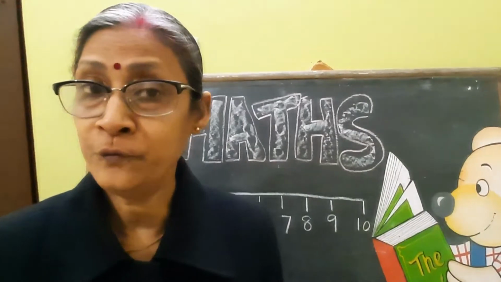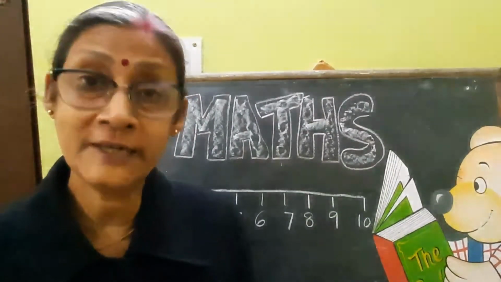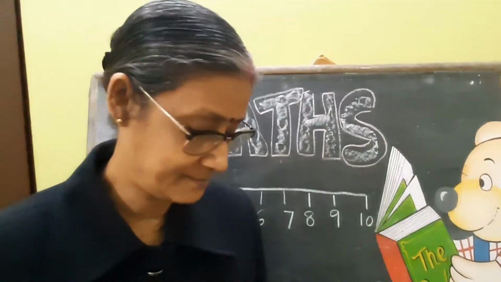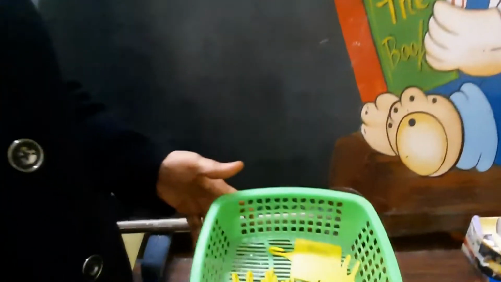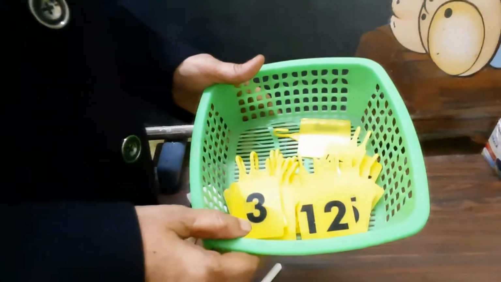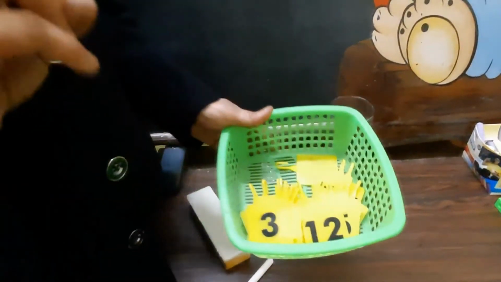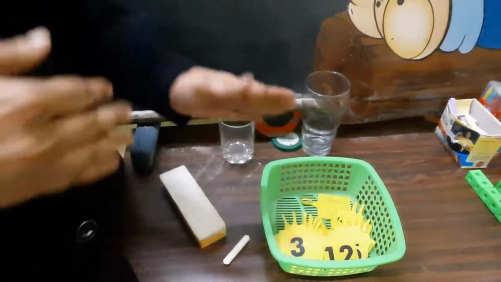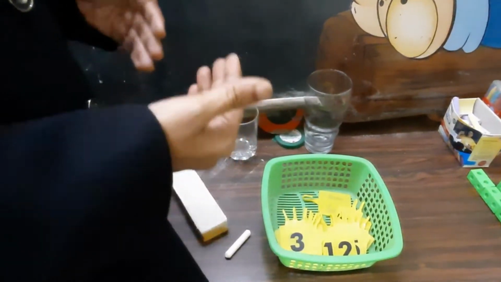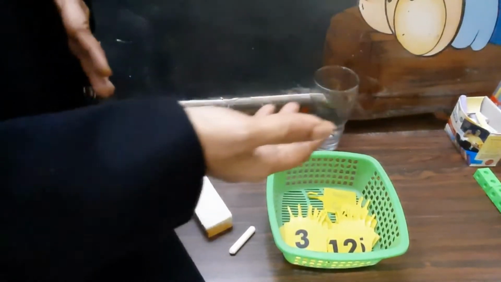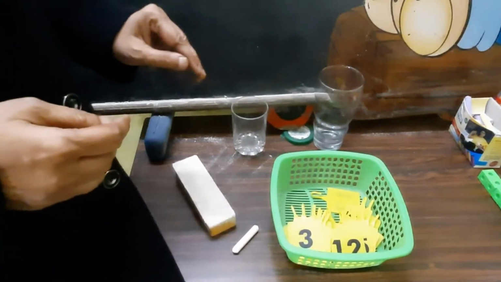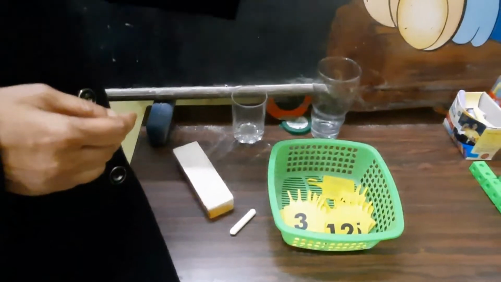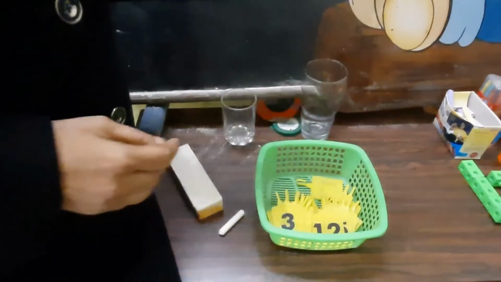Now children, we do an activity to clear the concept of smaller number and bigger number. I have number cards 1 to 20. I take 2 numbers from here. Afterwards, we compare the 2 numbers, which one is the smaller number and which one is the greater number. After that, we put the smaller number in the short glass and keep the bigger number in the tall glass.